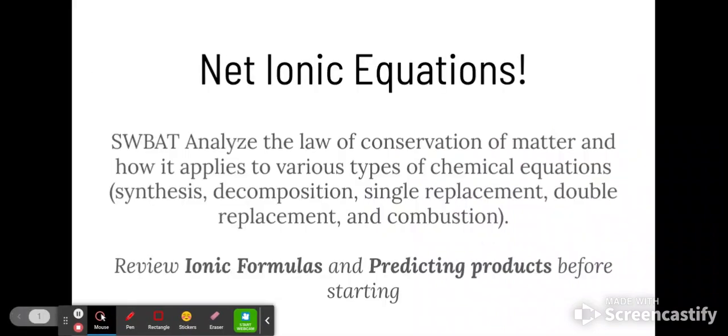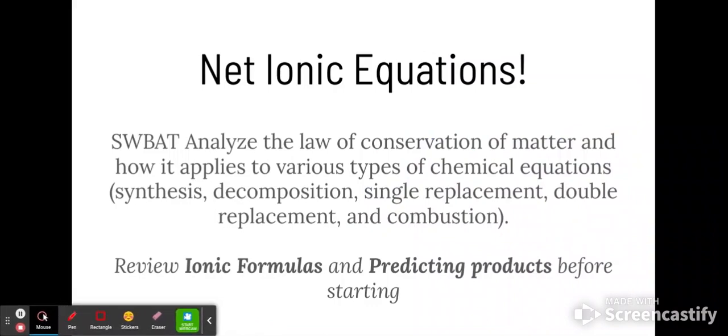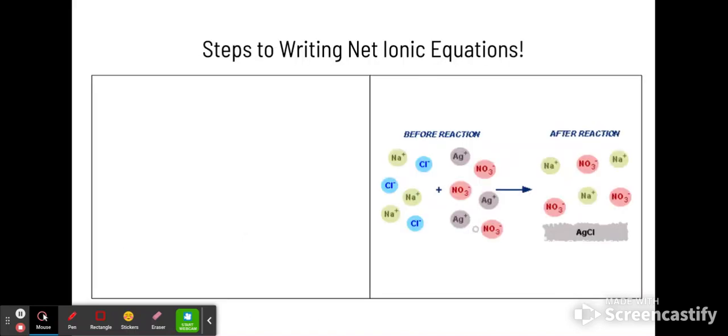All right, so we are looking at net ionic equations today. And by the end of the lesson, you should be able to analyze the law of conservation of matter and how it applies to different types of reactions. This is really looking at double displacement reactions, so you may want to review predicting products for those and writing ionic formulas before you get started.